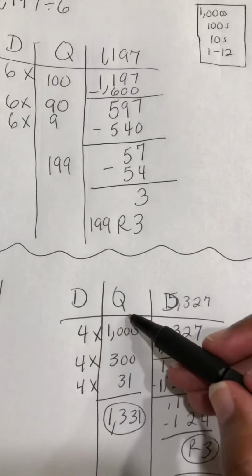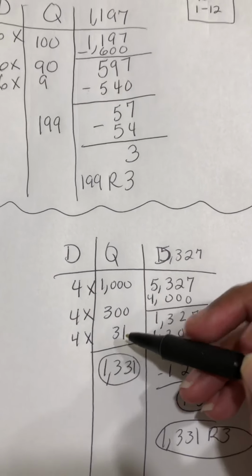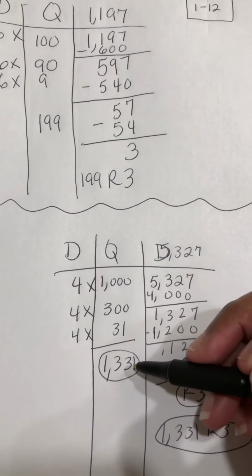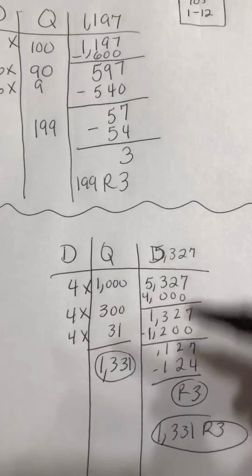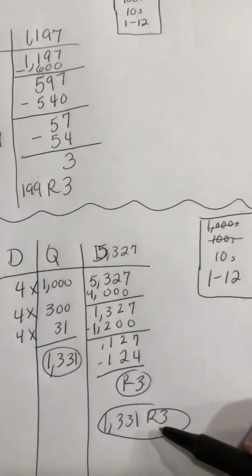I go back to my quotient column and I add here. 1,000 plus 300 plus 31 is 1,331. My entire answer is 1,331 with a remainder of 3.